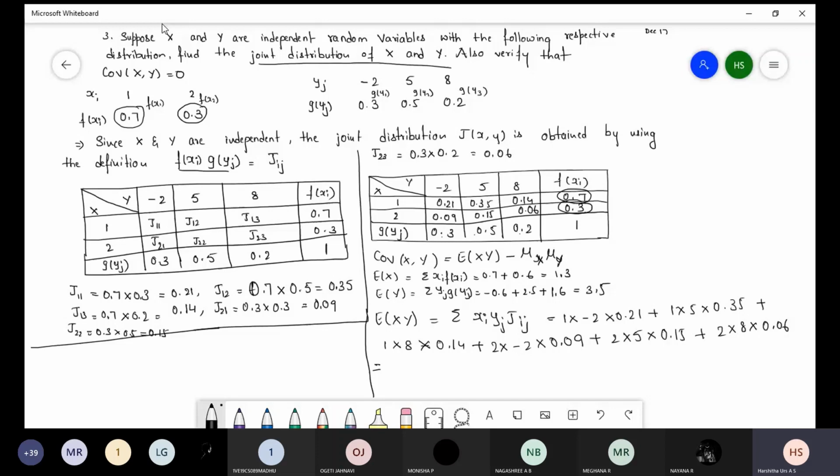4.55. After finding this, we have to substitute in the covariance formula, that is covariance of x comma y is equal to E of XY minus mu x into mu y, that is 4.55 minus 1.3 into 3.5, so we get 0. In the question they also asked us to verify that covariance of x comma y is equal to 0.